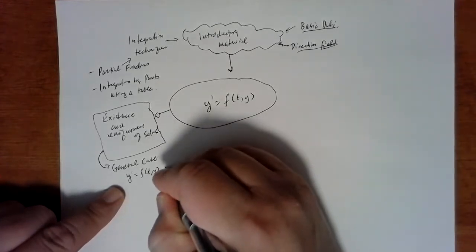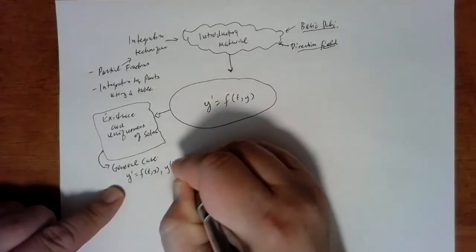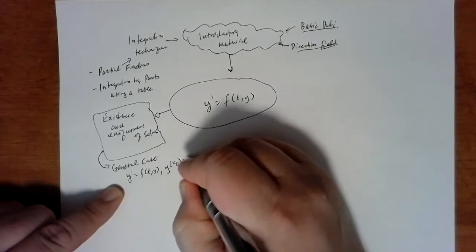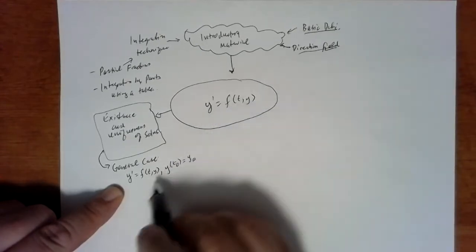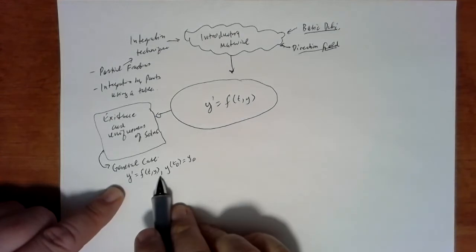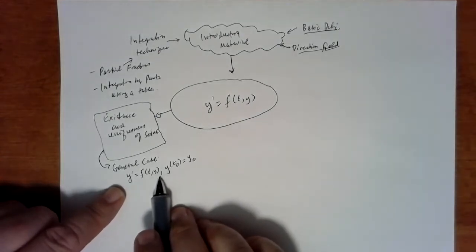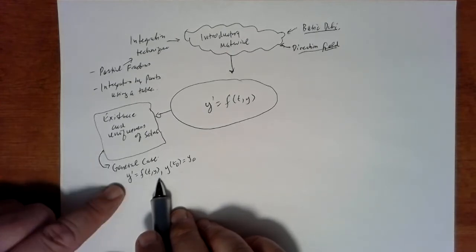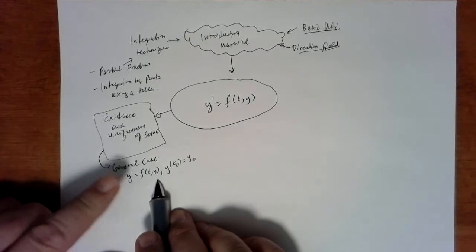So let me also write y of t naught equals y naught. What do you call that when you put in the initial condition? What do you call this problem? Do you remember? Speaking of vocabulary, this is an initial value problem. The smoke outside is starting to get to me, but let's see if we can make it through here.